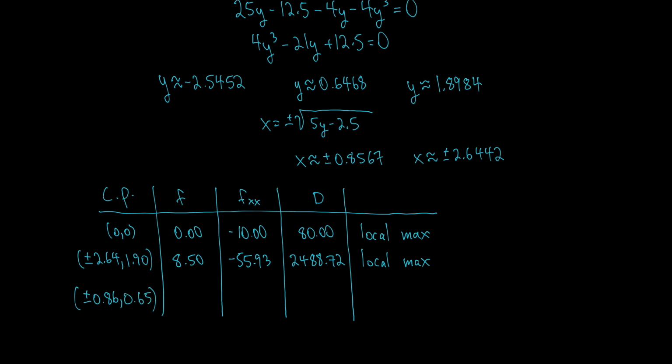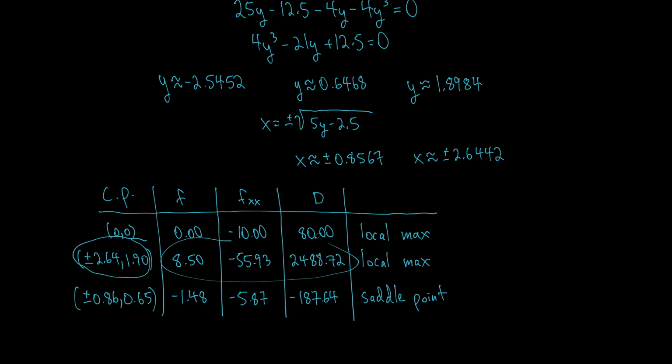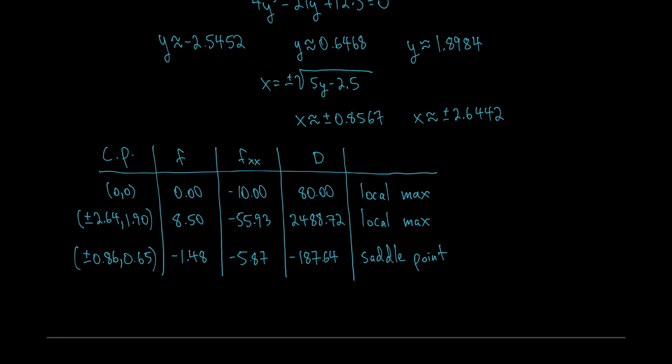F in this case is negative 1.48, and f_xx is negative 5.87, and D is negative 187.64. Because D is negative, we have a saddle point. So we have 2 saddle points and 3 local maximums. Notice you have to be a little bit careful. I got kind of lucky here that I have the same values for both of these points at plus or minus, but that doesn't always happen, so usually you have to look at each of these points separately.